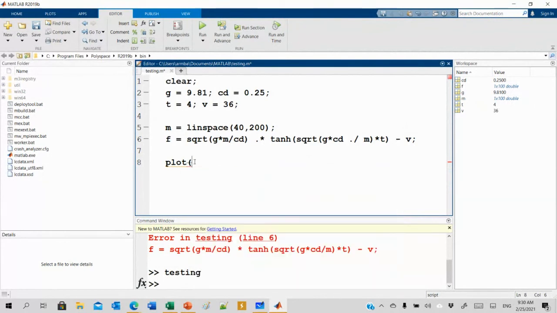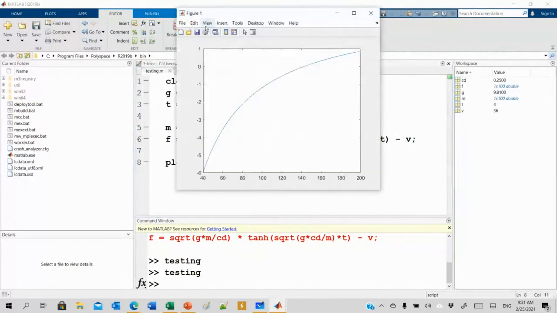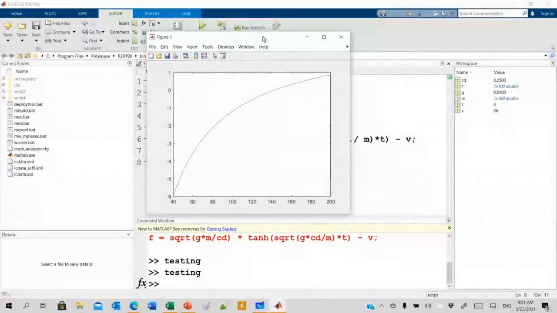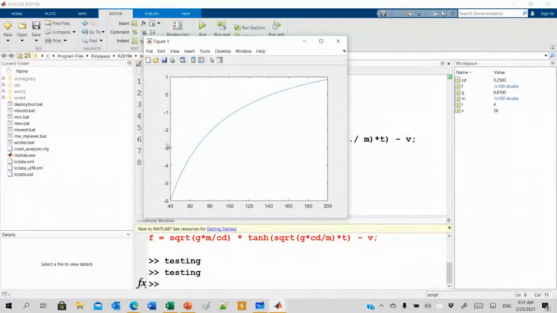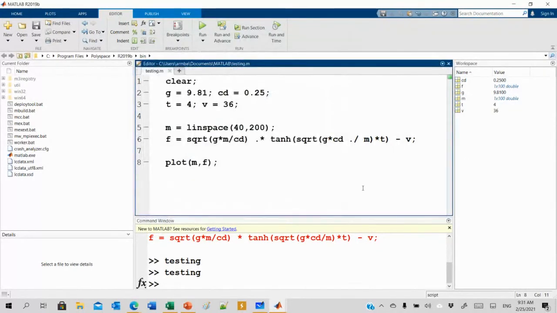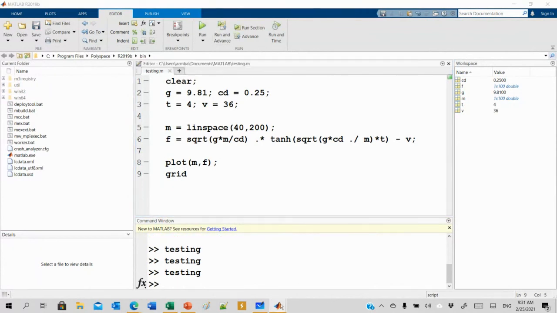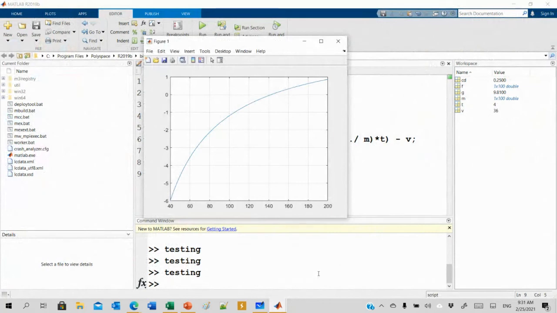First the x and then the y. The x is our independent variable, which is the mass, and our dependent variable y is the f. So plot m and f. It gives me a plot in a new window, and I can see the plot here. To see the lines here, I can say grid and it will add a grid to my graph.